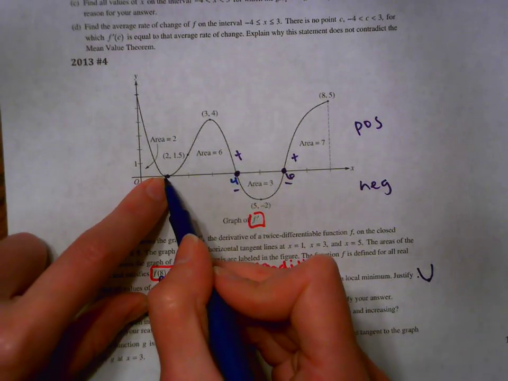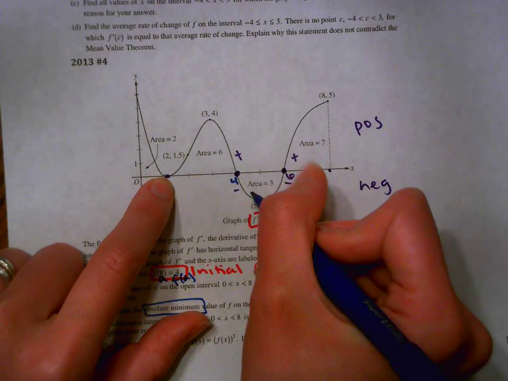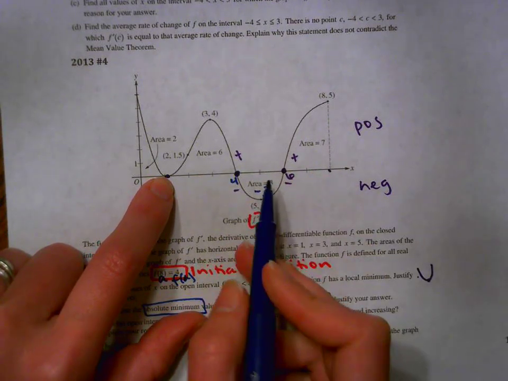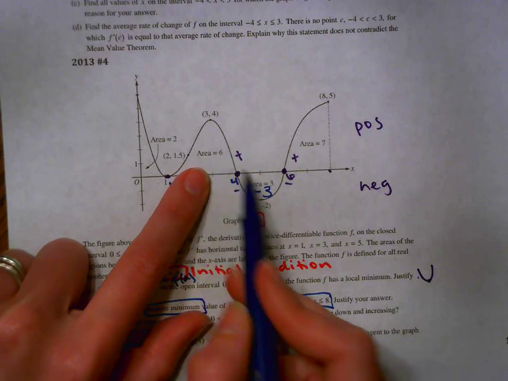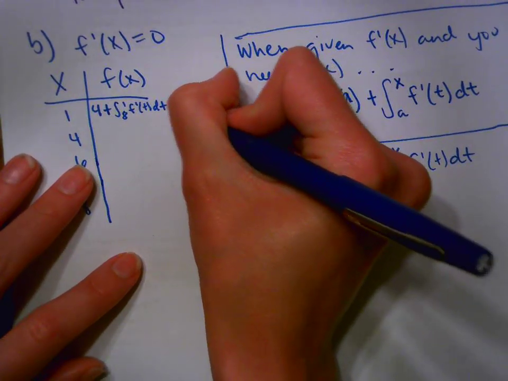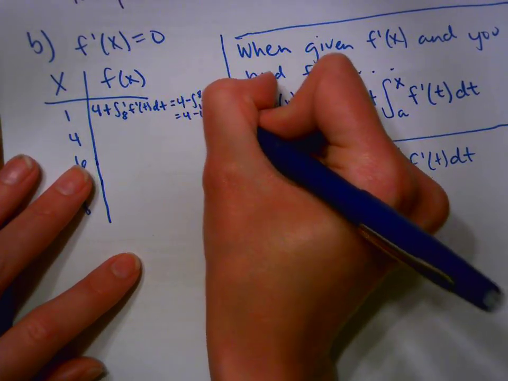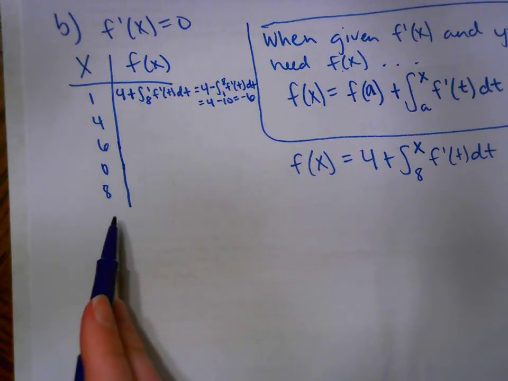So 1 is here, 8 is here. And don't forget this area is negative 3 because it's underneath. So that total integral would be 6 minus 3 is 3, plus 7 is 10. So it would be 4 minus 10, which is negative 6. Okay, and you're going to go through and do it for all of these.